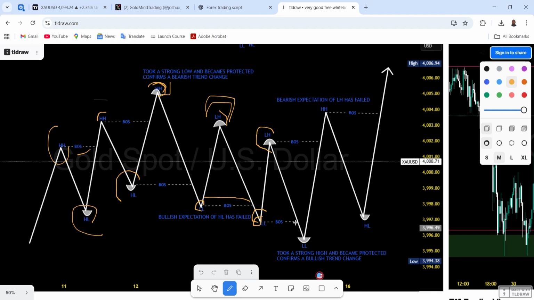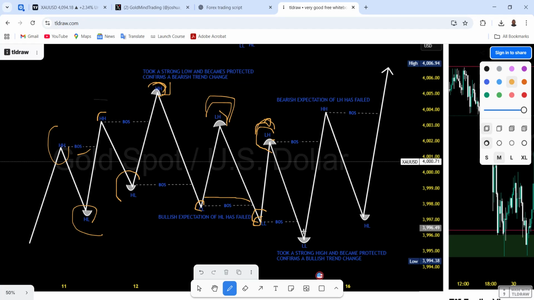But remember, on the break of structure, we expect a pullback. Every point that breaks a structure, we consider to be a strong and protected point. So this point here, our previous high point, broke the structure. In our mind, we would consider it a strong and protected point, and if we are to continue in that strength, we would expect it to keep breaking more structures.